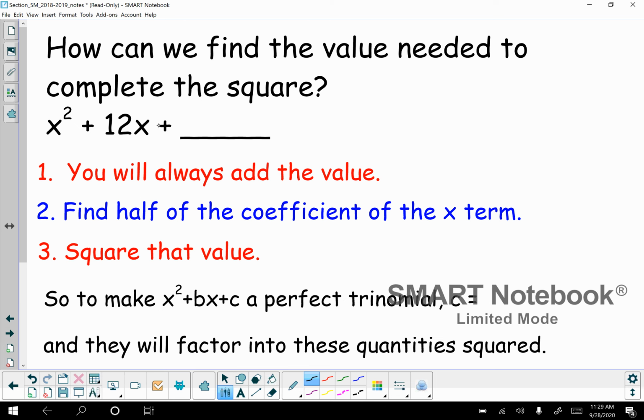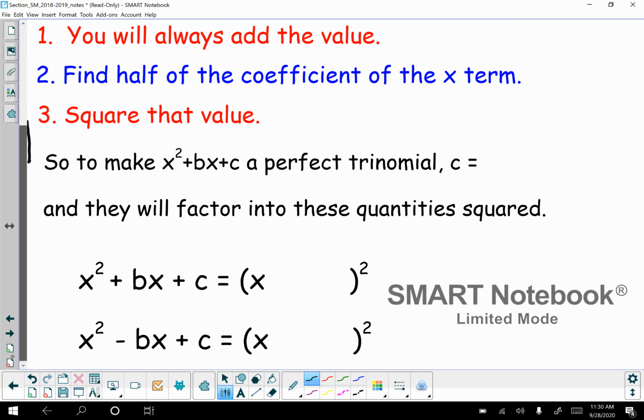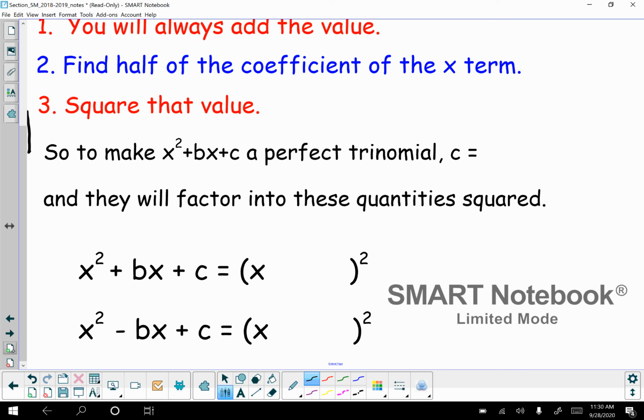So if I wanted to find my last value, I'm going to take half of this, which is 6, and square it. So you always will find half the coefficient, half the x term, and square that value. So to make sure ax squared plus bx plus c is a perfect square, c has to be a perfect square. So half of the middle term, and half of the middle term. Make sure we are watching our signs on there.